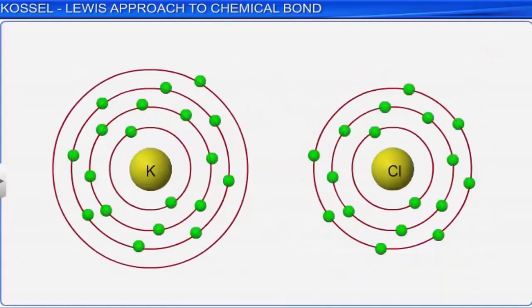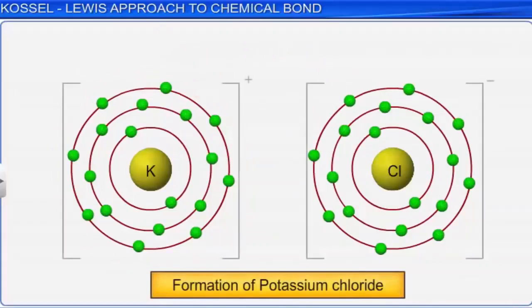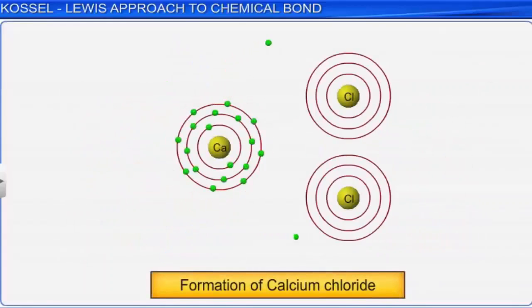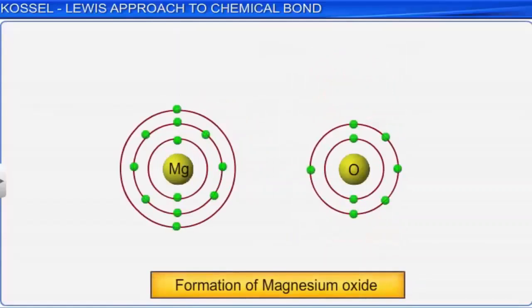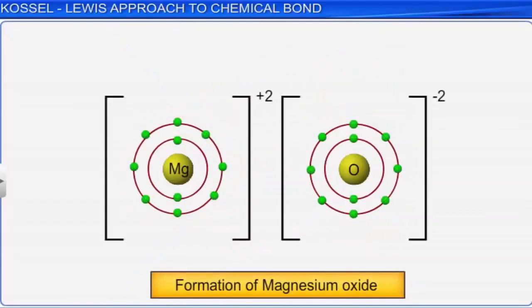Similarly, we can explain the formation of potassium chloride, calcium chloride, magnesium oxide, and other ionic compounds.